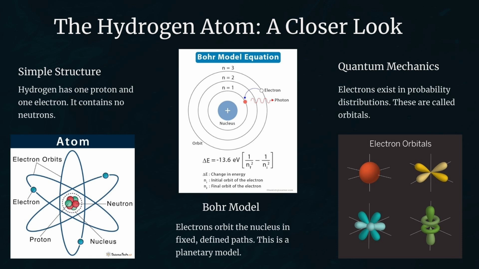The s orbital is spherical, while p orbitals have a dumbbell shape. More complex orbitals exist, but the basic idea of probability distribution remains central. So the hydrogen atom, while seemingly simple, showcases a transition from classical planetary models to the more accurate probabilistic description offered by quantum mechanics. This fundamental shift in understanding is crucial for comprehending the behavior of all atoms and molecules.